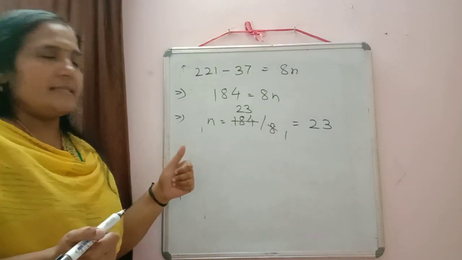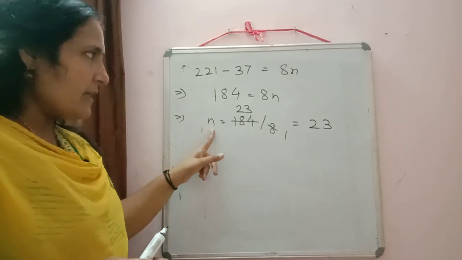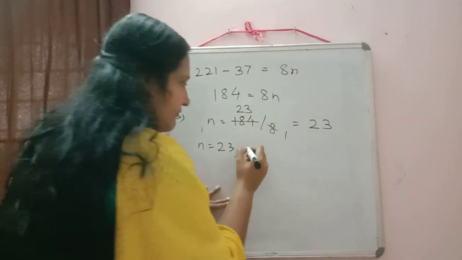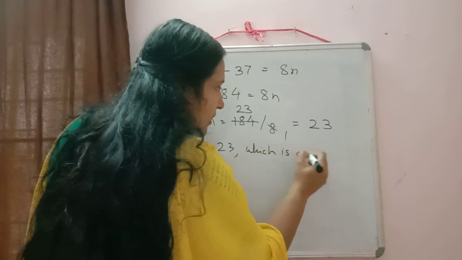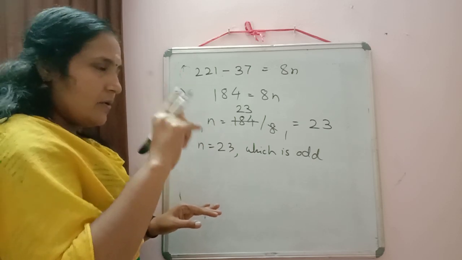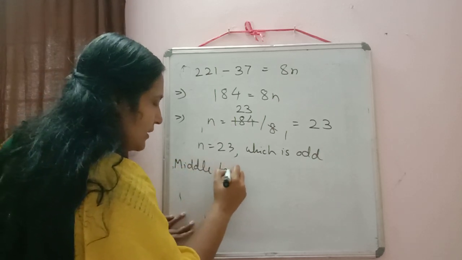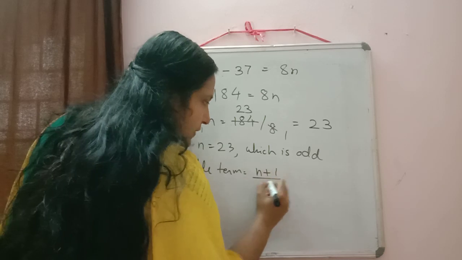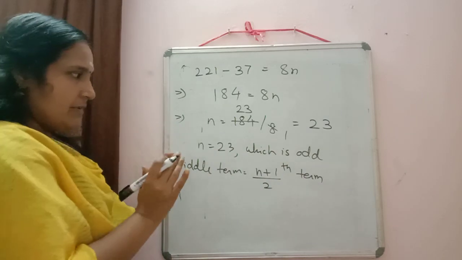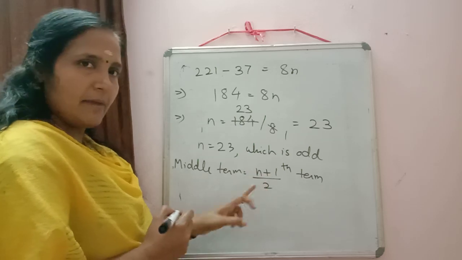Now just revising the concept there. Middle term means the concept of median we have to use there. Here we are getting total 23 numbers are there. We are getting n is equal to 23 which is odd. So if odd numbers are there, then only one middle term will be there. Now how to calculate that middle term? I am writing the formula here. Middle term is equal to (n plus 1) by 2th term. If number of terms is odd, then we will have only one middle term. And that middle term we will calculate using (n plus 1) by 2th term.